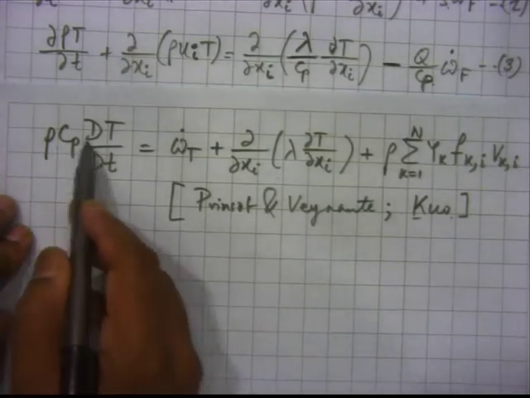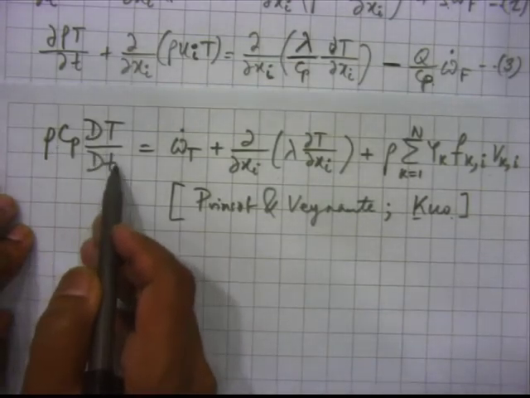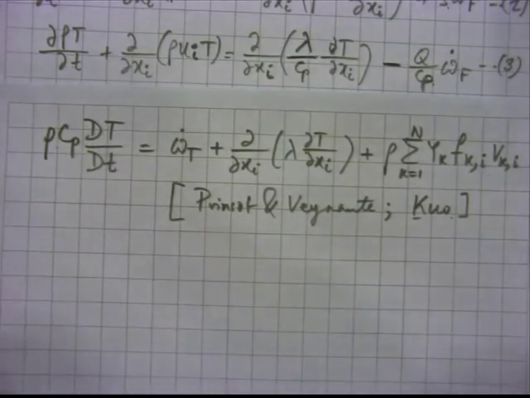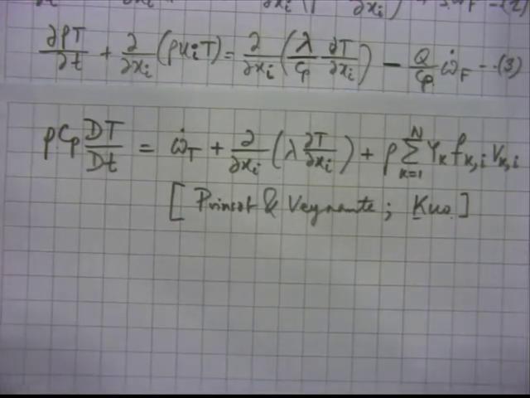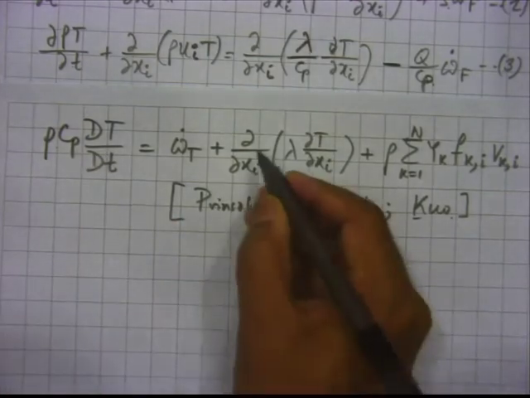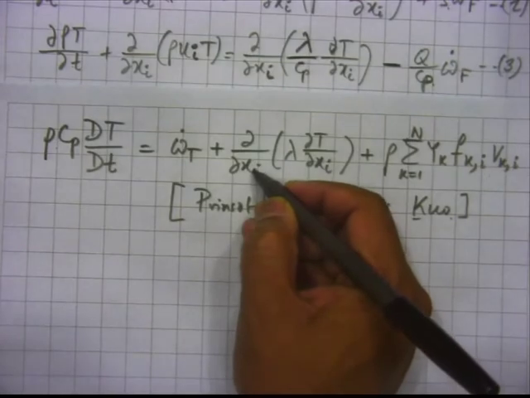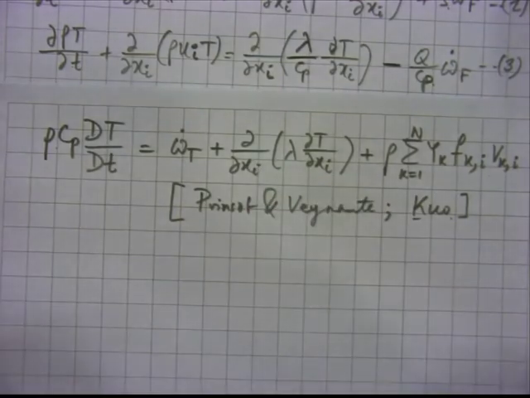But we have rho Cp dT/dt. So are you familiar with this capital D business? You've seen this before? Yeah, so this is a total derivative. So that's one thing that we will remember. We will also remember that we are writing del xi. So xi may be the coordinate directions, x1, x2, x3. Okay, so it can be x, y, and z.